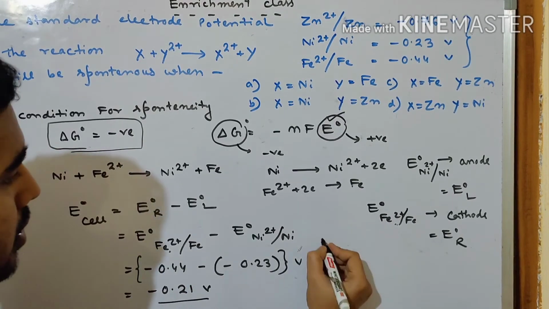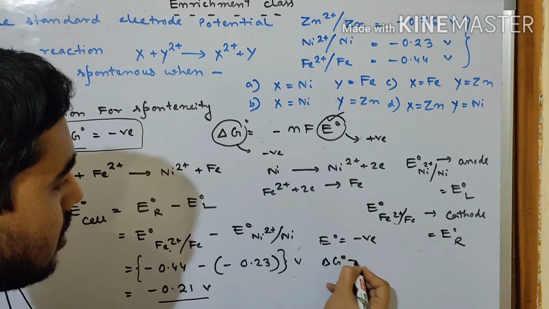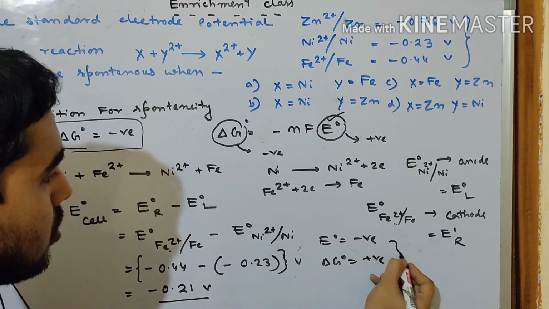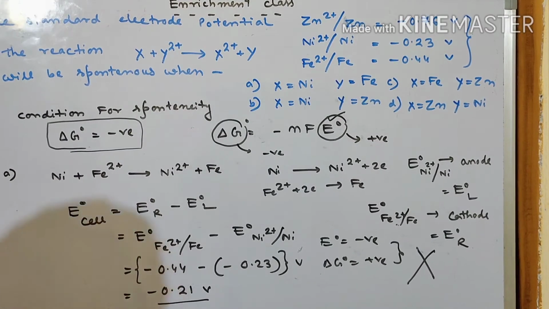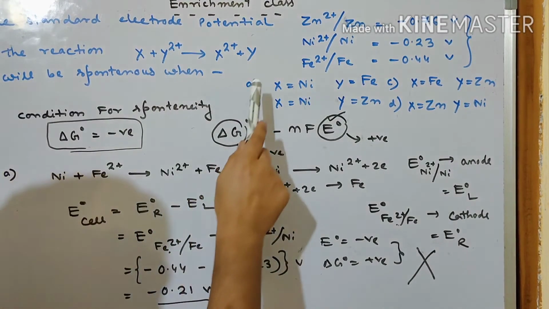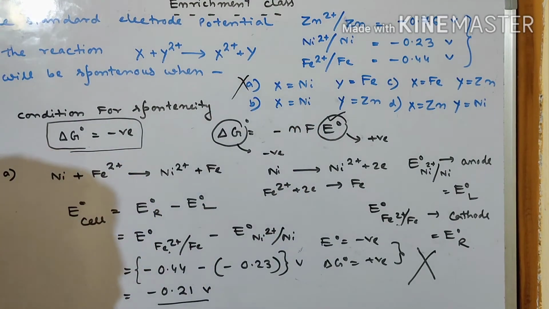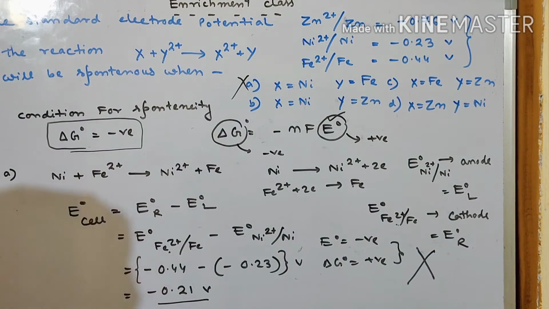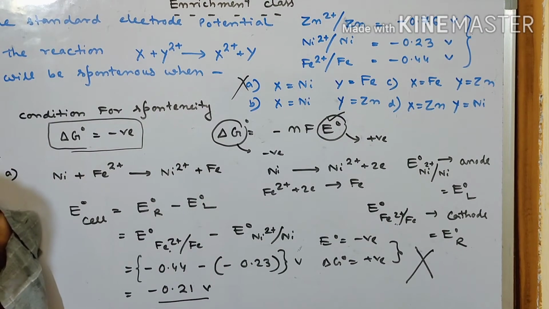Since E0 is negative, delta G0 should be positive. So this one is not spontaneous. Am I clear? So we have solved the first case only. Out of this, we can say in this case, it will definitely not be spontaneous. We are yet to calculate the rest of them. So let us calculate the rest of them following the same logic.